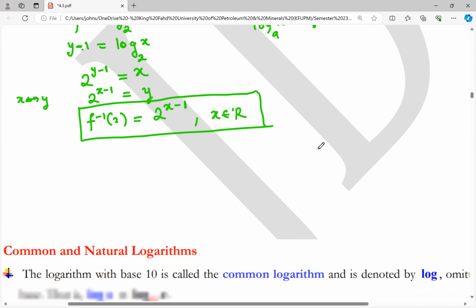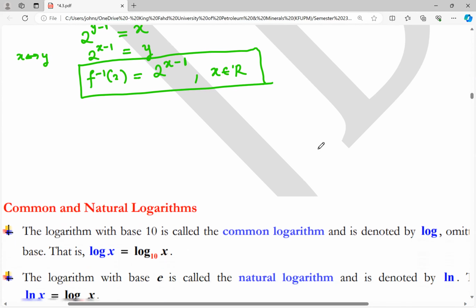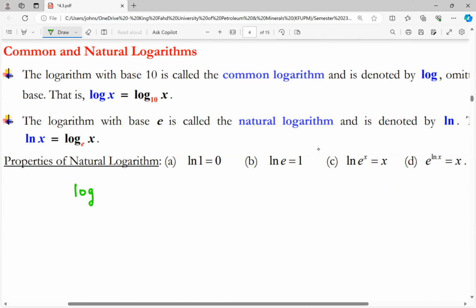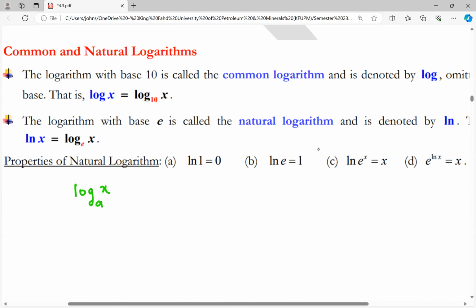Okay, so now just to finish it up here, what we're discussing is the common log and the natural log. So what is the common and natural log? If you have log to base a of x, and you take your base to be 10, so if a is equal to 10, it means we will have log to base 10 of x.